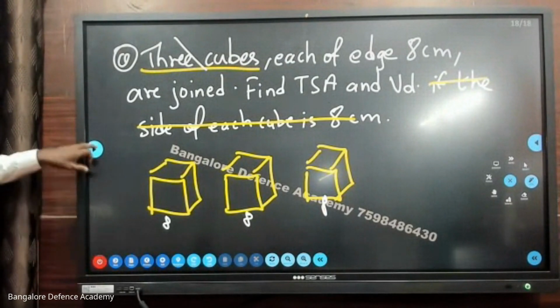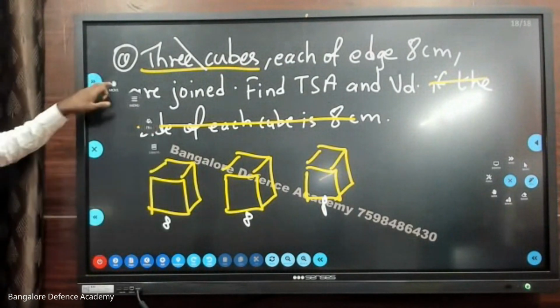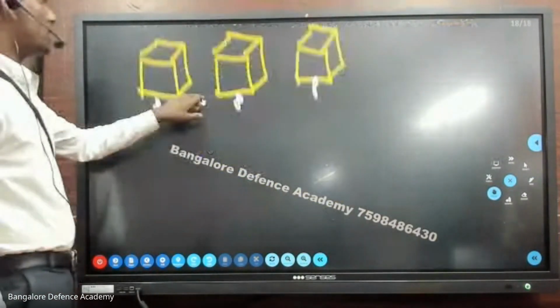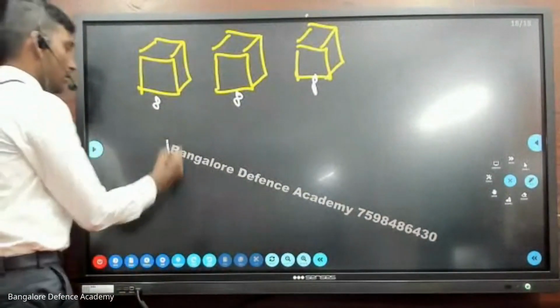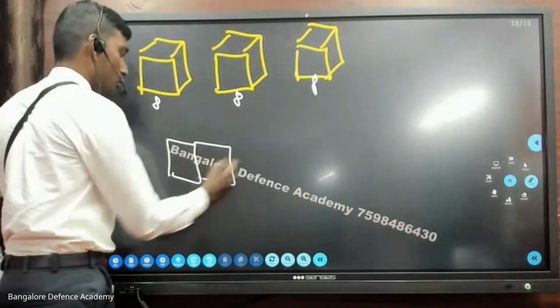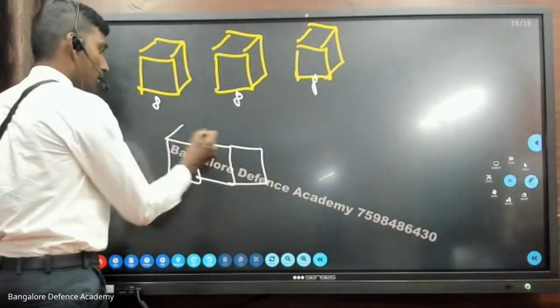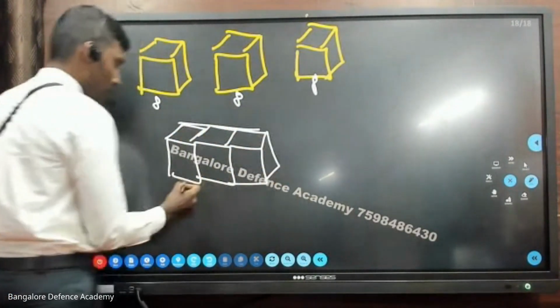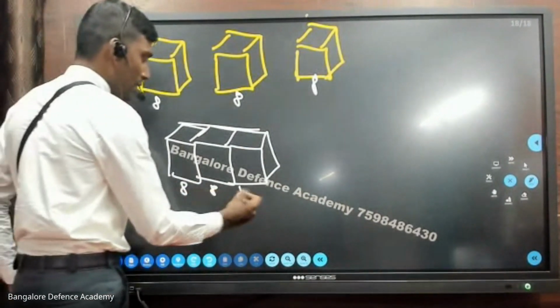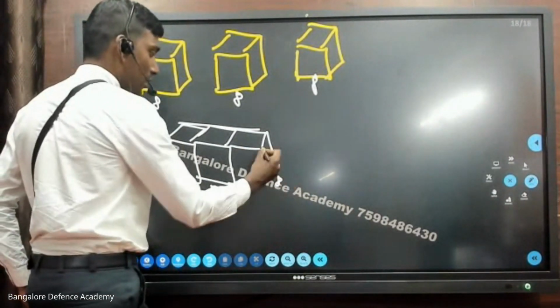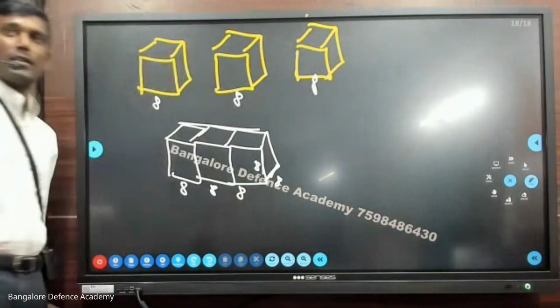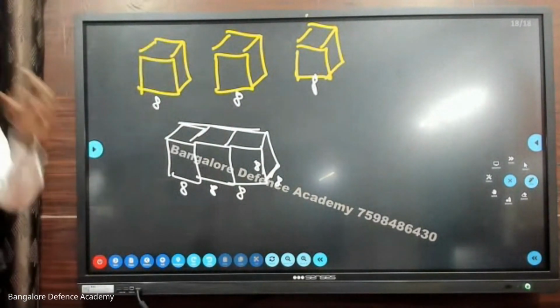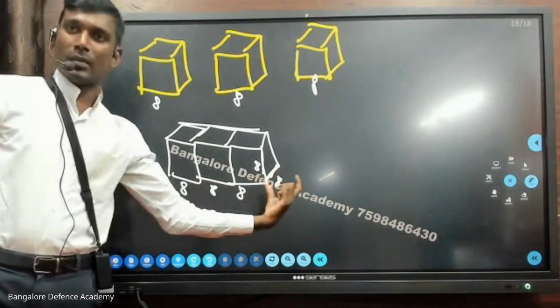So when you join them, what do you get? When you join these 3 cubes, cube 1, cube 2, cube 3, this cuboid will be like this, correct? So this will be 8, 8, 8. The breadth will be 8. Height will be 8. There is no change in height. The height will remain the same. Backside, the breadth will also be the same.